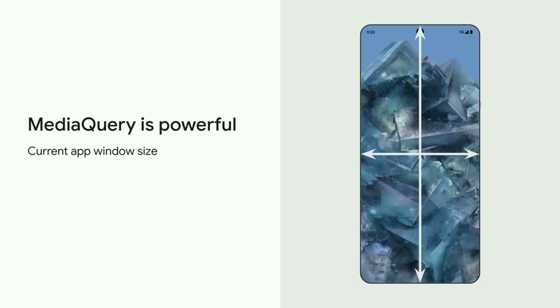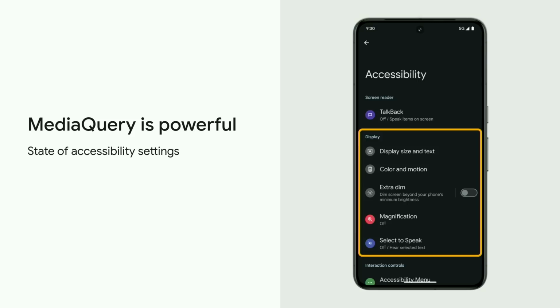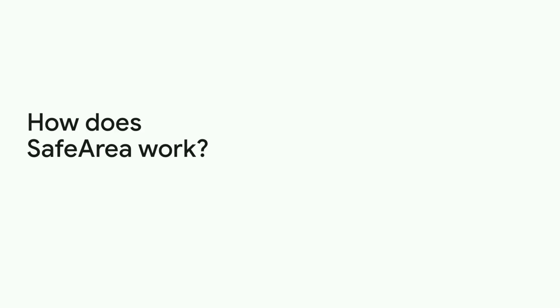MediaQuery is a really powerful tool. It gives you lots of information, including the app's current window size, exposes accessibility settings like high contrast mode, text scaling, and if you're using an accessibility service like TalkBack or VoiceOver. Plus, it contains features of your device's display, like hinges or folds. We'll be referring to MediaQuery often and exploring more of its abilities.